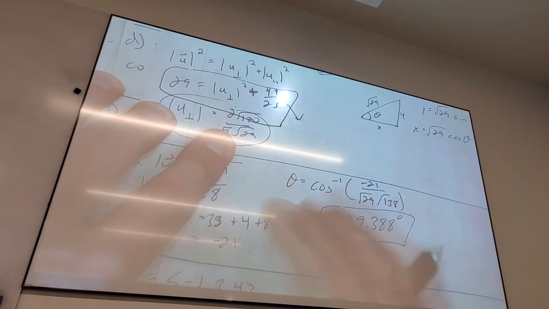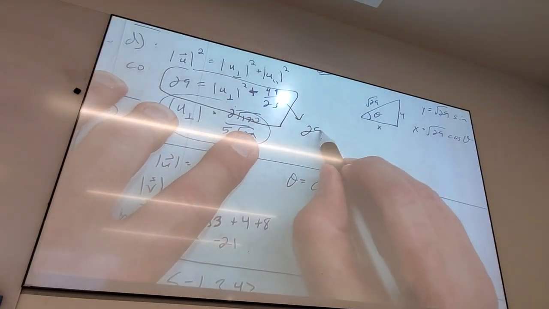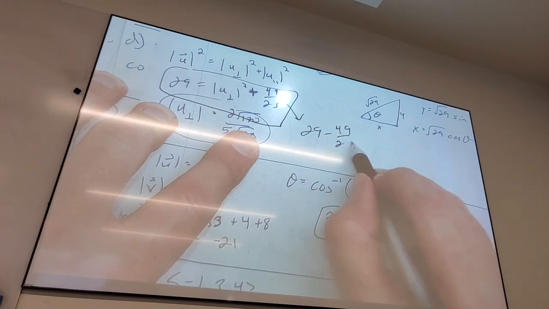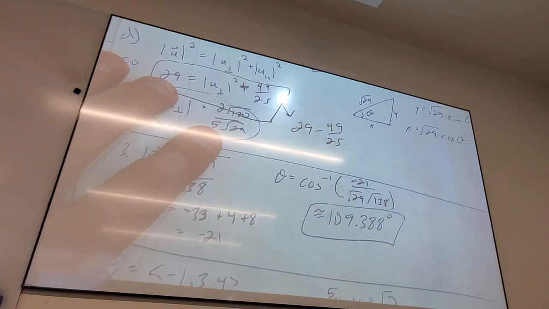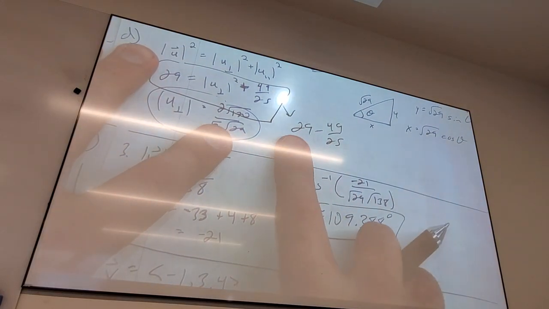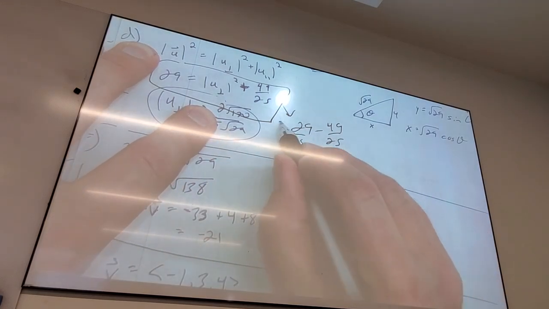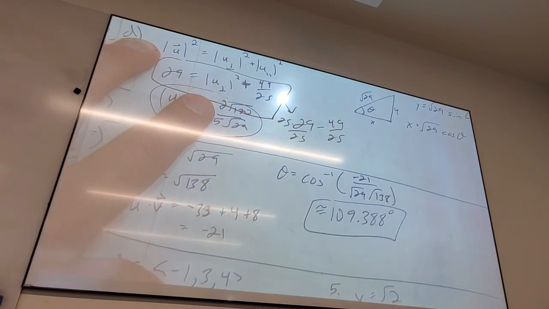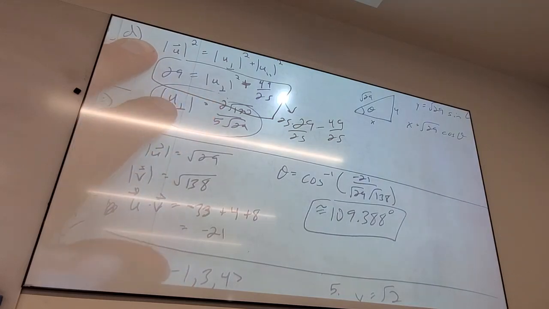This I did in my head, which was a bad choice. So if you got to do 29 minus 49 over 25, which is 27, then I got to multiply this by 25 and subtract. I remember what I tried to do, and I have no idea why I didn't double check it.